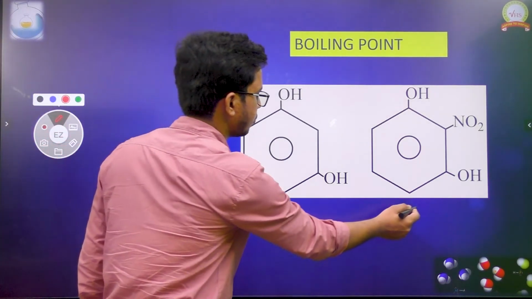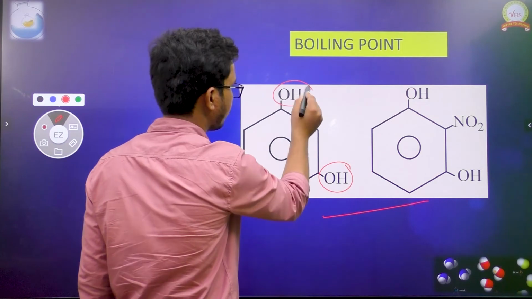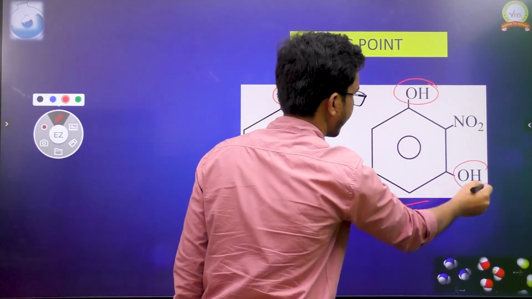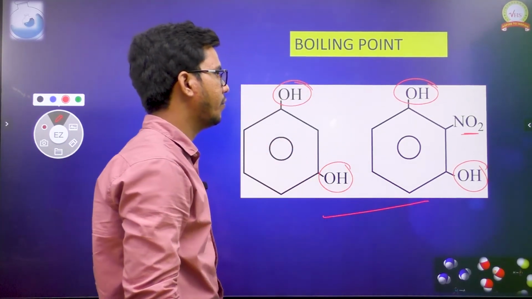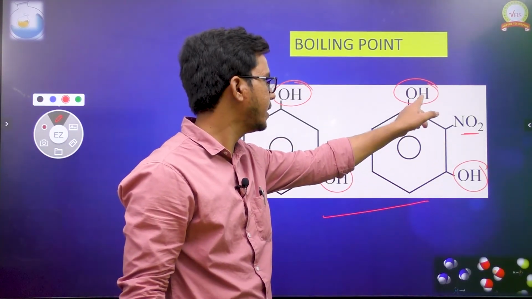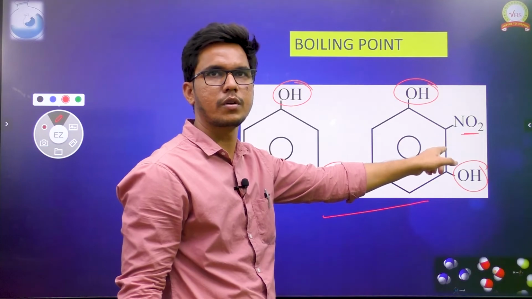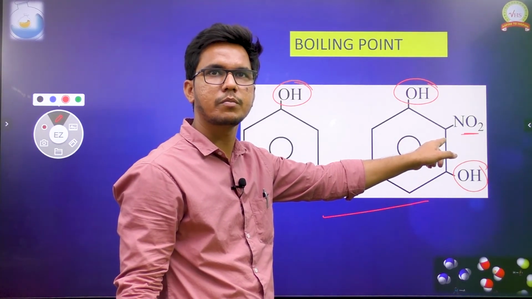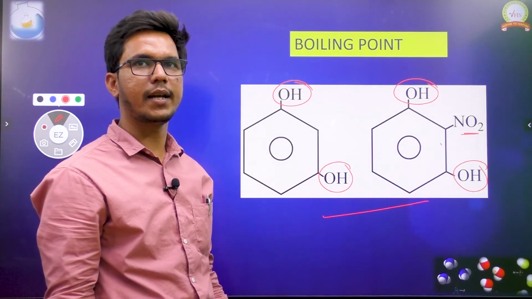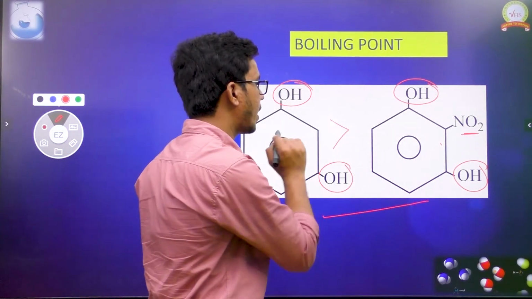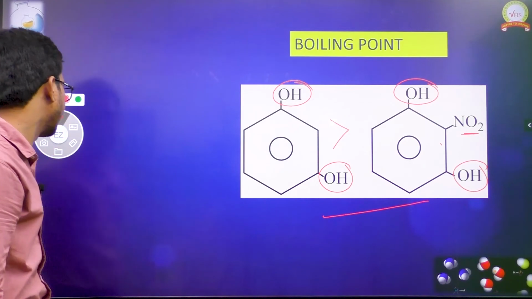Now if we take these two, we have a meta position with two hydroxy groups here, but in the middle we have a nitro group. Here we don't have any group, right? When we expect this one, we can expect more intramolecular hydrogen bonding. When we expect more intramolecular hydrogen bonding, it generally decreases both solubility and boiling point. That's what we can expect, more boiling point in the case of the first one than that of the second one.